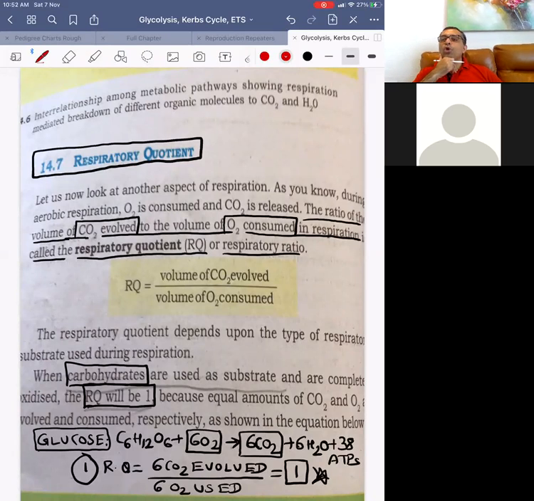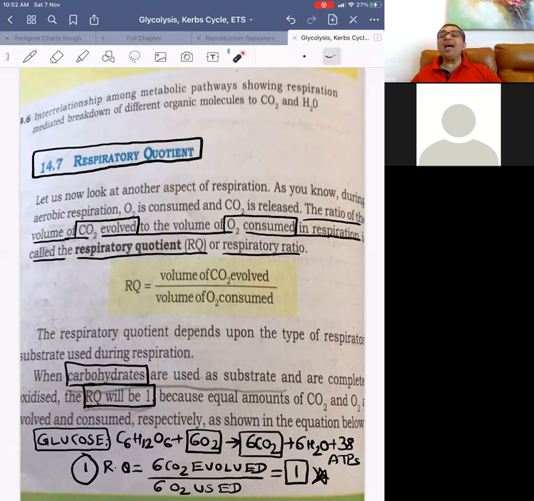Okay, all of you. I hope we have understood anaerobic respiration and fermentation properly. So we'll finish the last part of the chapter in 4-5 minutes: the concept of RQ, respiratory quotient. What does RQ mean?